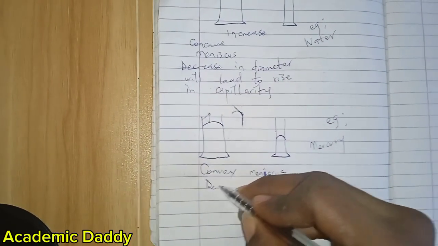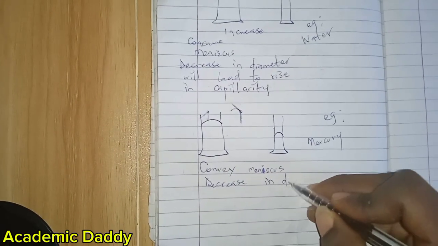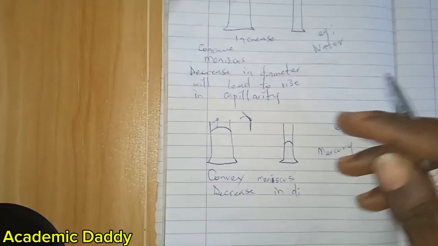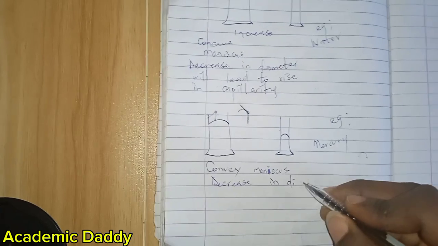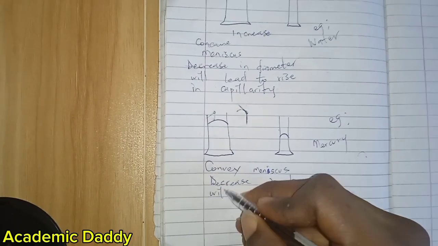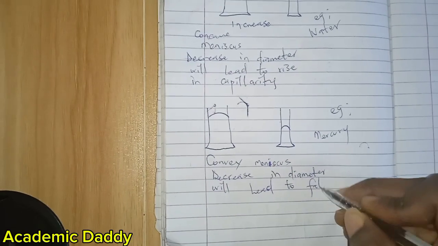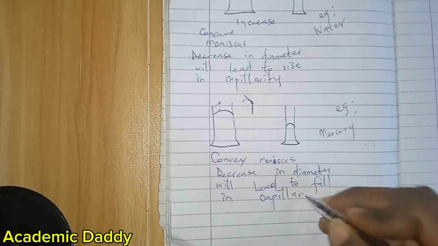So decrease in diameter. So I've told you when you converse, your face swells up. When you're entering a cave, you have to push inside to enter. So decrease in diameter will lead to fall in capillarity.